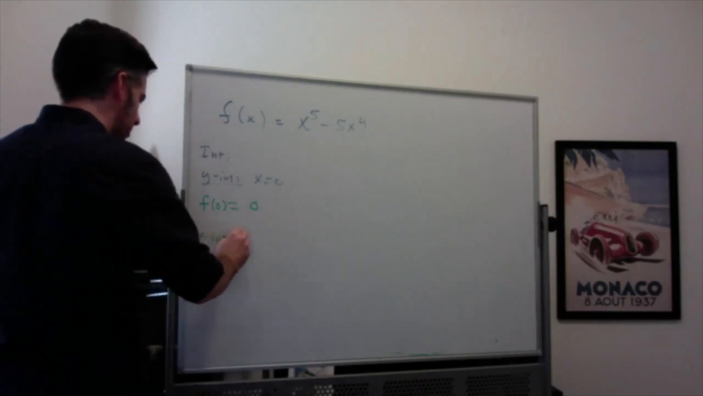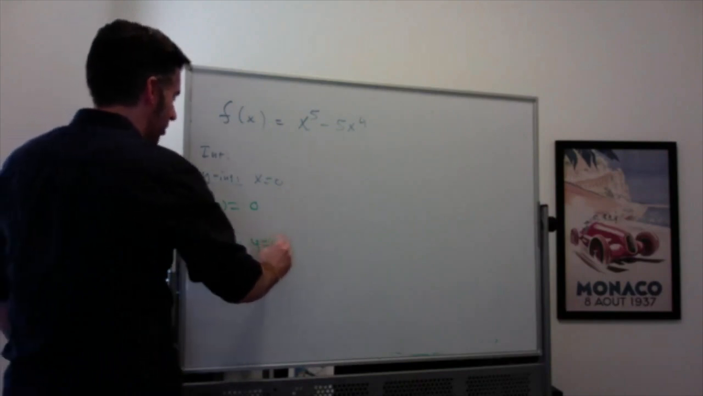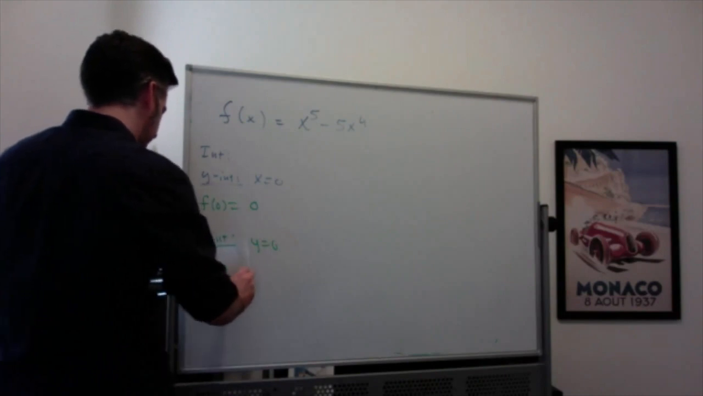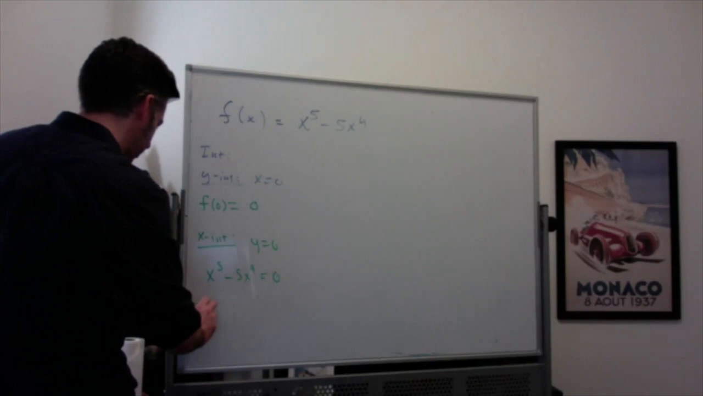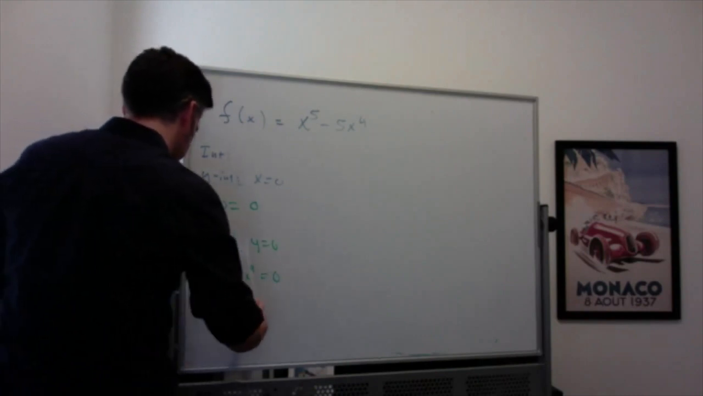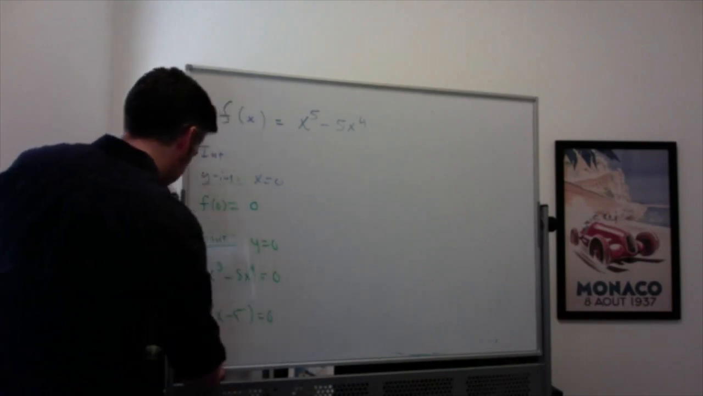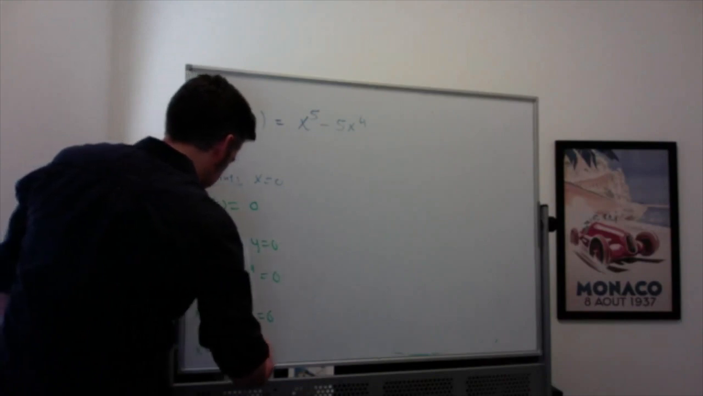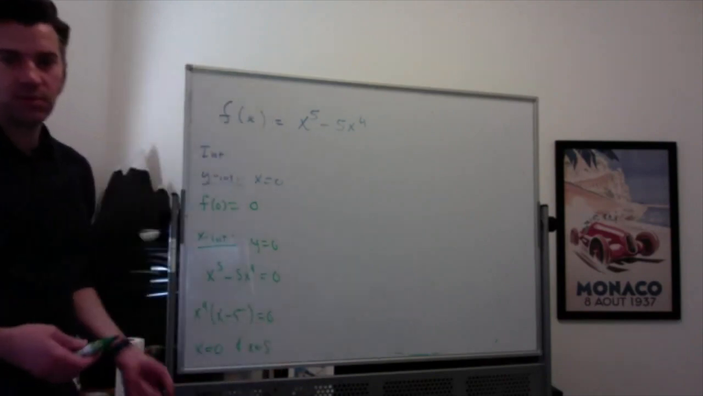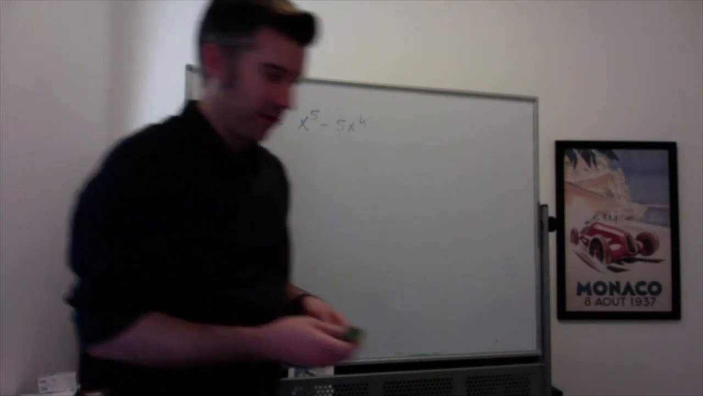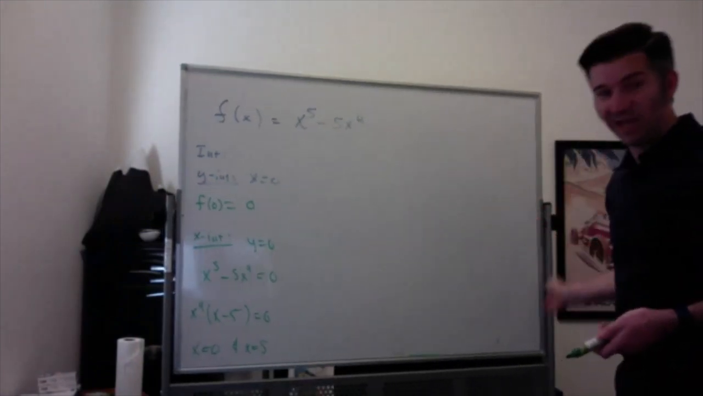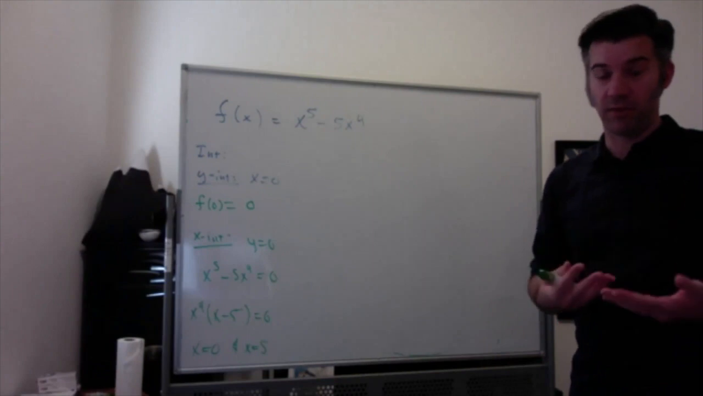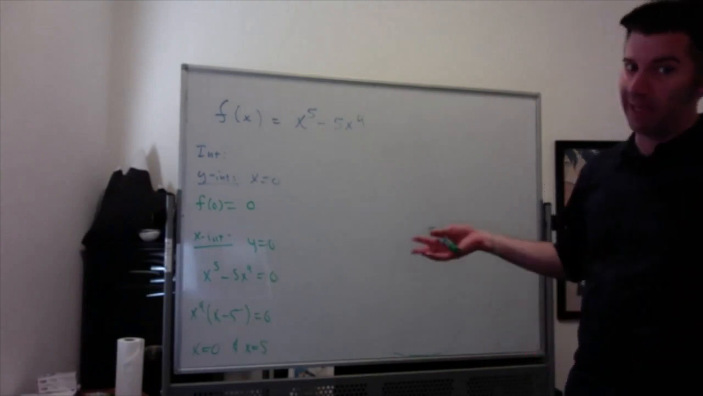For the x-intercept, we set y equal to 0. So x to the fifth minus 5x to the fourth equals 0. Factor out x to the fourth. So you've got x equal to 0 and x equal to 5. We're just going through the usual steps of graphing a function. This is a polynomial, so we know it's not going to have any asymptotes, neither vertical nor horizontal nor slant.